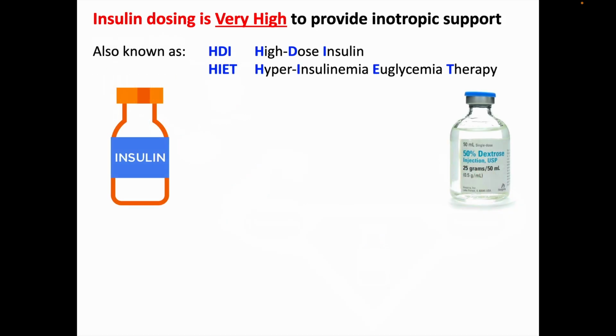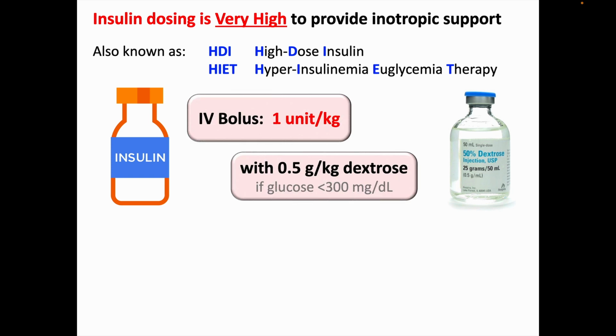Now, the insulin dosing needed to provide this kind of inotropic support is very high, which is why it's called high-dose insulin, or sometimes HIET, HEAT, standing for hyperinsulinemia euglycemia therapy. Treatment starts with an insulin bolus of 1 unit per kilogram, which is about 10 times the dose of insulin we might give initially to treat diabetic ketoacidosis.